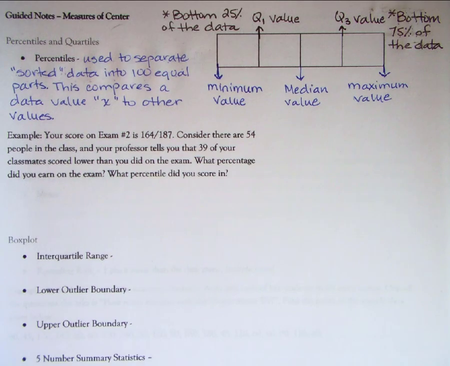In this example, you are given that your score on exam number 2 is 164 out of 187 points. You're also given that there are 54 people in your class, and 39 people scored lower than you on the exam. You first want to know, well, what score did you actually earn on the exam? Then you want to know, what percentile did you score in?